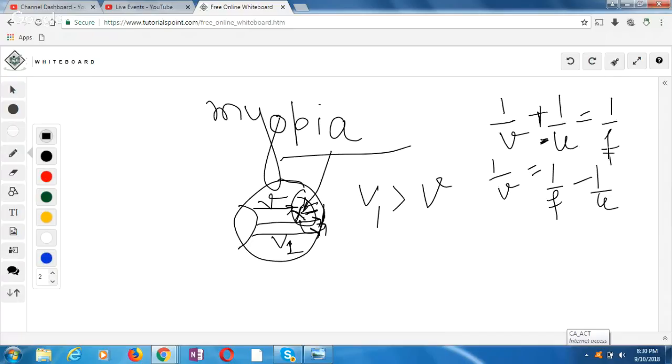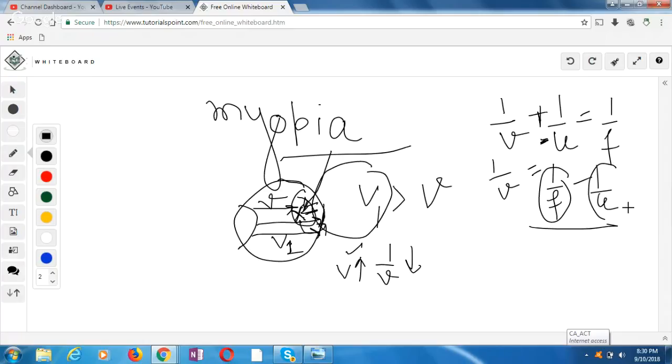Now what do I have to do? My primary objective in short sightedness is to increase this v. If v increases, then 1 by v will go down. If 1 by v goes down, this side also has to reduce. To reduce this, as 1 by f is fixed, I have to increase the value of 1 by u. So 1 by u has to increase, or u has to decrease.